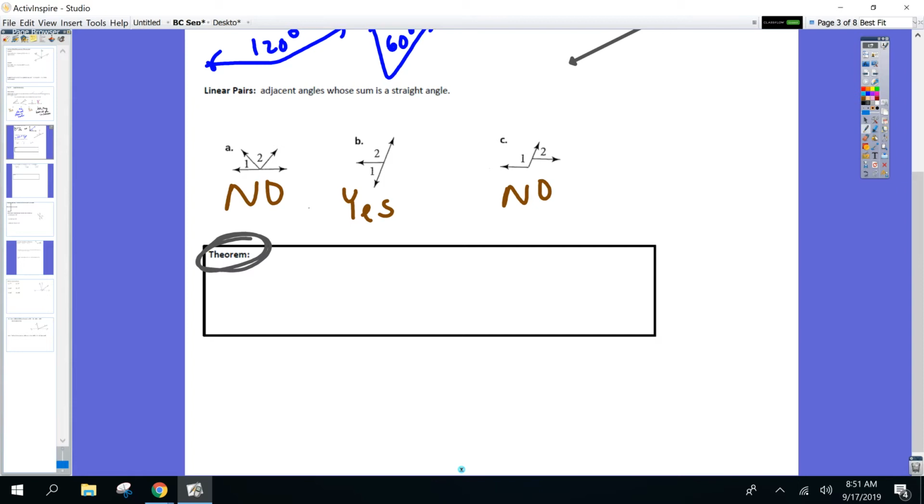And in geometry, I know you're going to be so excited to hear this. During the course of the year, we're going to have about 50 to 75 theorems. Now you're not going to memorize them. You're just going to use them so much, you're just going to know them. Your first theorem of the year involves linear pairs, a fact that is true about linear pairs.